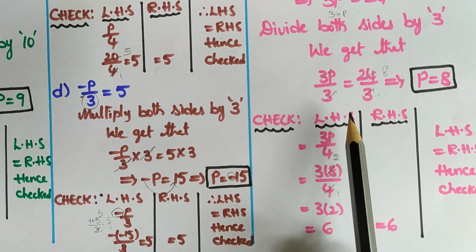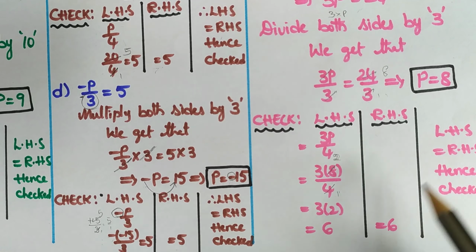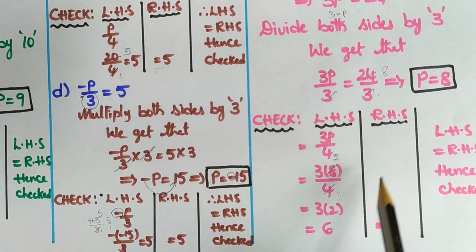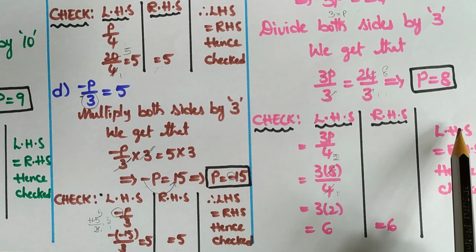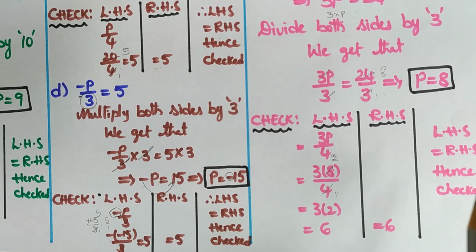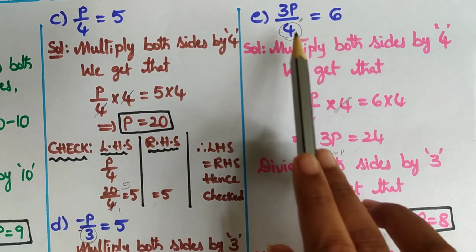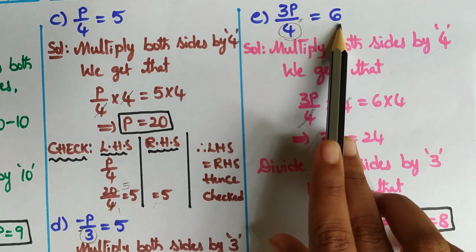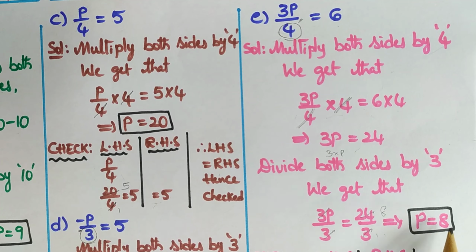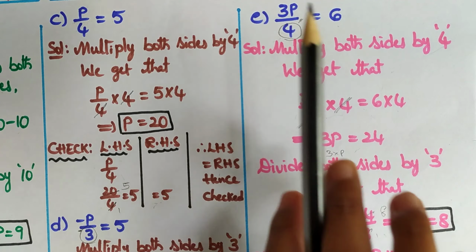Now LHS is 6. RHS is 6. Therefore LHS 6 equal to 6, where LHS is equal to RHS. Hence checked. So 3p by 4 is equal to 6 where p equal to 8 is the right answer for this E bit.